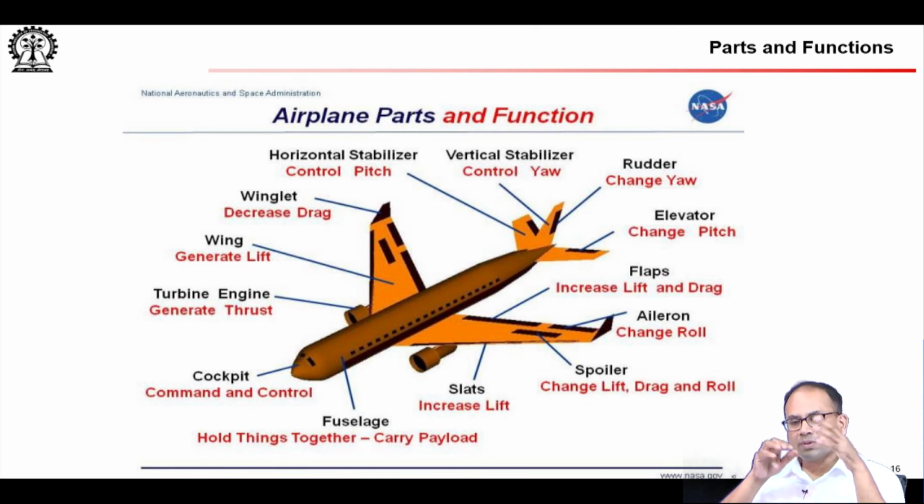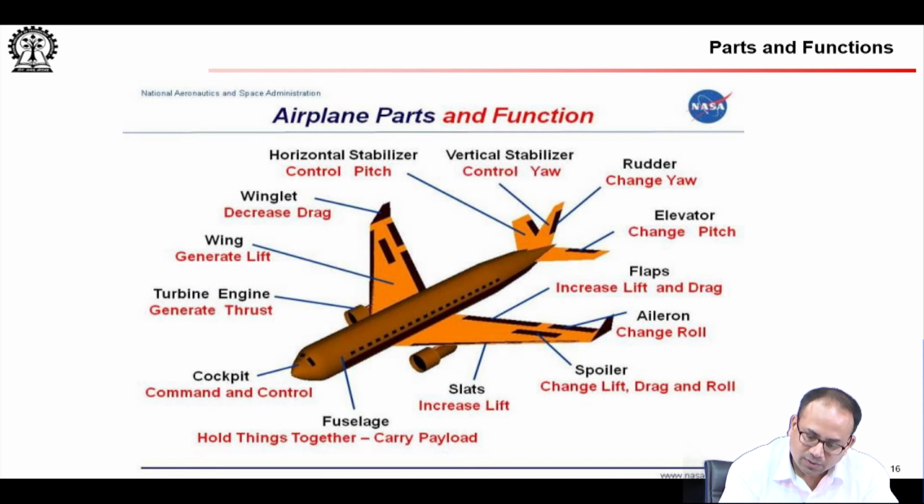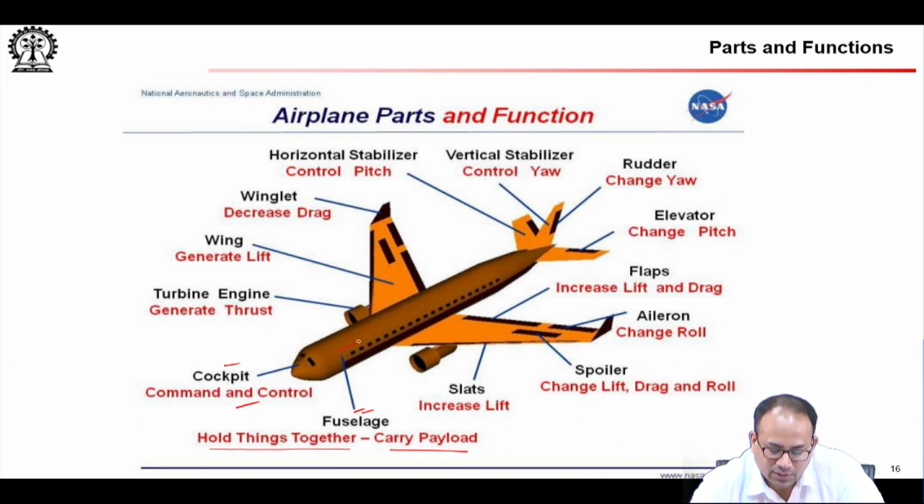We are continuing from the last lecture. So, as we have already seen, of course, the cockpit is for command and control, the fuselage holds things together, carries payload. Okay. This is where you have your passengers. So, essentially the passenger cabin, the luggage deck below the passenger cabin, etc., are part of the fuselage.